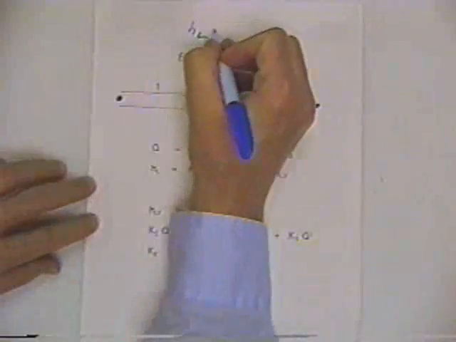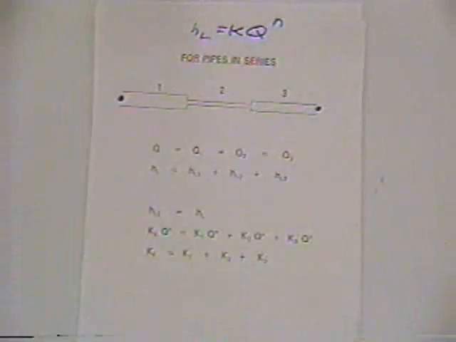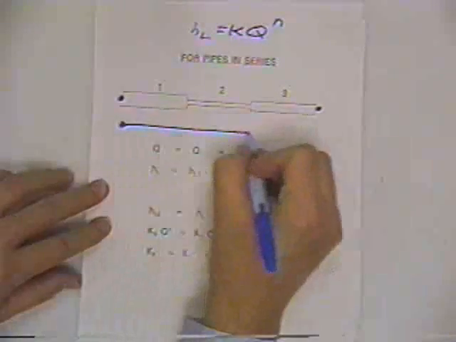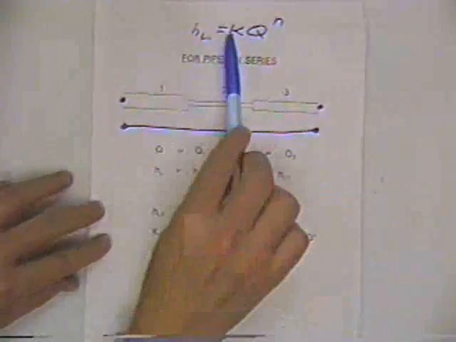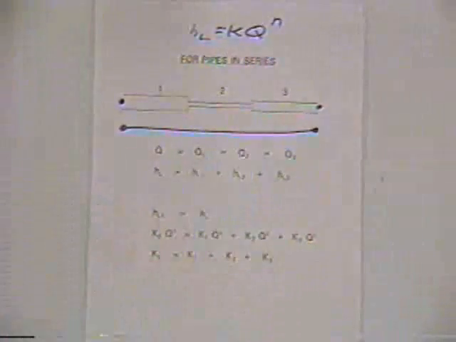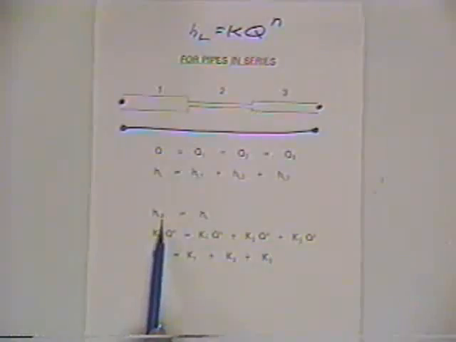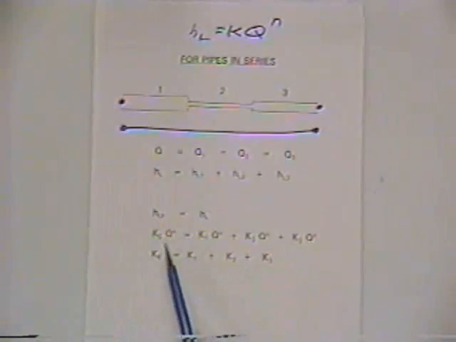You could even express this as an equivalent pipe. An equivalent pipe would, by definition, have the same basic relationship, head loss is K times Q to some power. Conceptually, you have a relationship that fits the actual pipes, and the same relationship that fits a hypothetical single pipe. If you did that for a given Q, the head loss in the equivalent pipe would be the head loss in the actual pipes.